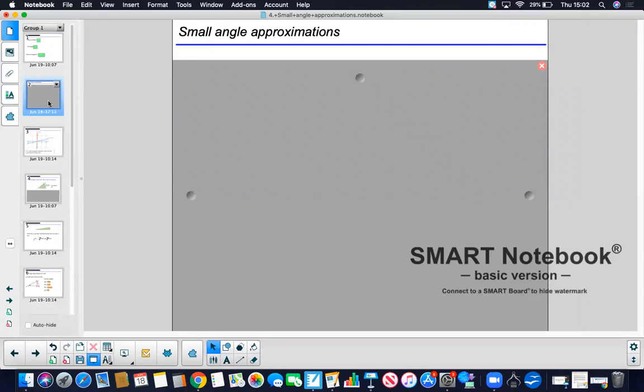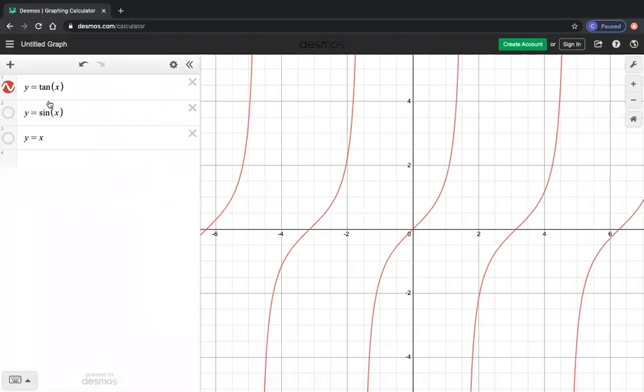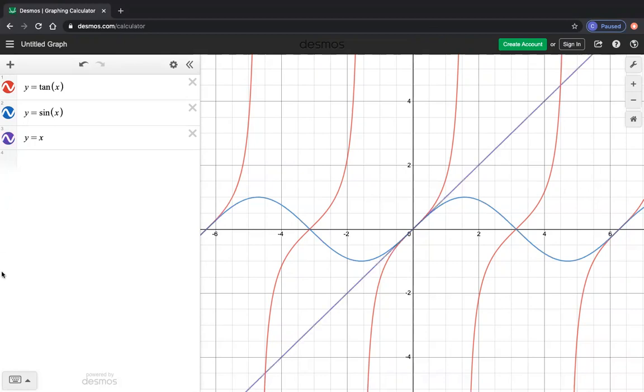Okay, so we're going to have a look at some different graphs now. Here is a graph of tan x. As you can see, this is in radians on the x-axis, so this is pi and this is 2 pi. If I put the sine graph on it as well, you should be able to see that it goes from 0, then to pi, then to 2 pi as well. And I'm going to put on the graph of y equals x. So as you see, we've got three completely different lines here.